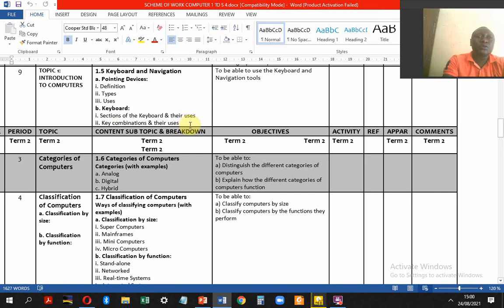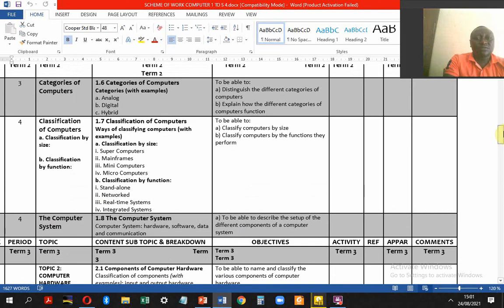Then also the key combinations of their uses. For example, when I say Control B, what do I mean? Control C, what do I mean? Control X. Okay. After that, of course, we will enter term 2, and in term 2, we'll be able to look at the categories of computers. Here, we shall be looking at the analog, digital, and hybrid. Then we shall distinguish the different categories of computers and explain how the different categories of computers actually function.